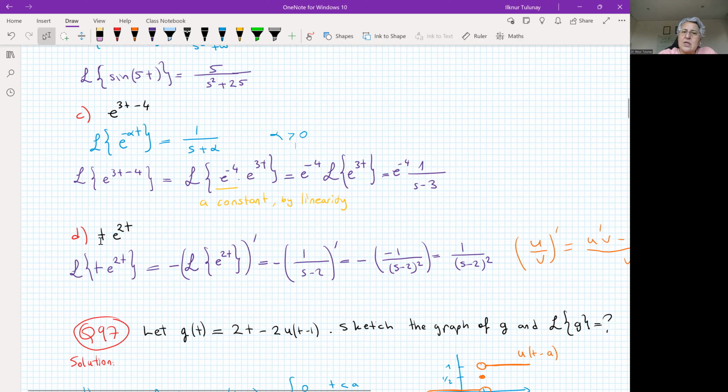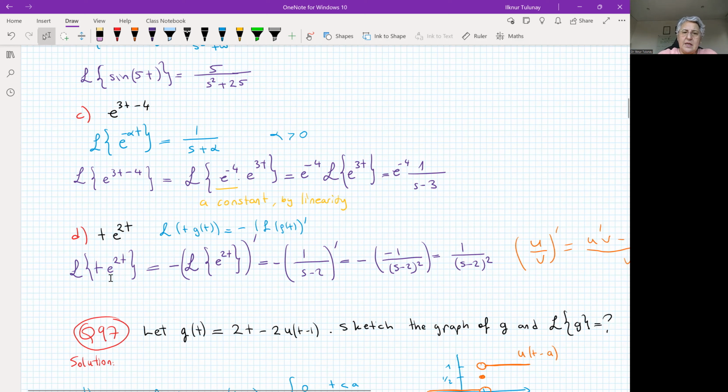Okay, another one is t times e to the exponential 2t. This one is given in the table as the Laplace transform of t times g(t) is minus the derivative of the Laplace transform of g(t). This is given in the table. We are going to use this fact.